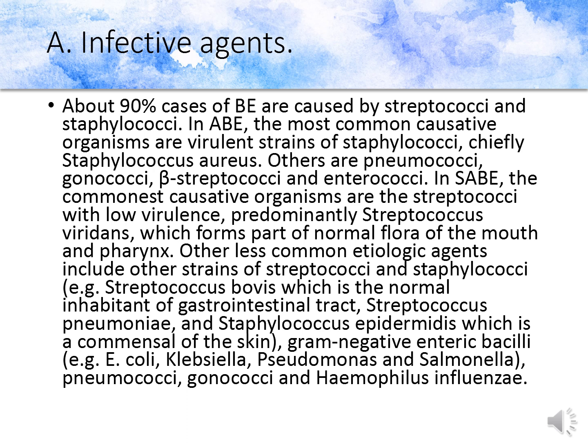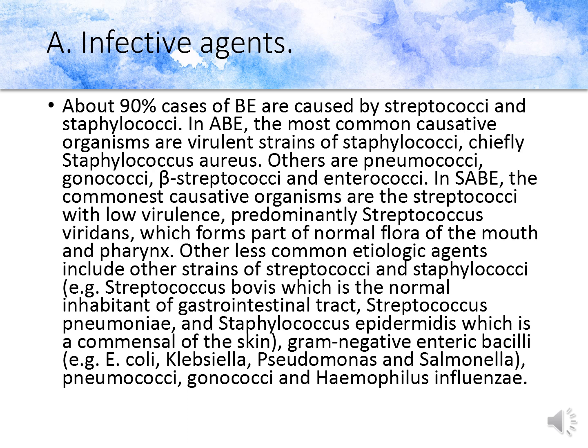About 90% of bacterial endocarditis are caused by streptococci and staphylococci. In acute bacterial endocarditis, the most common causative organisms are virulent strains of staphylococci, chiefly Staphylococcus aureus. Others, less common, are pneumococci, gonococci, streptococci, and enterococci.